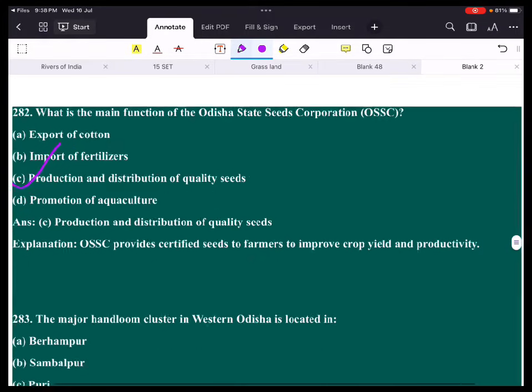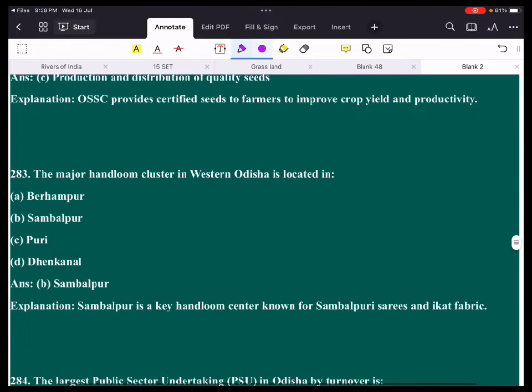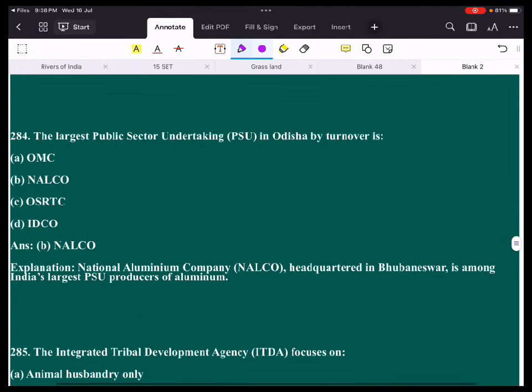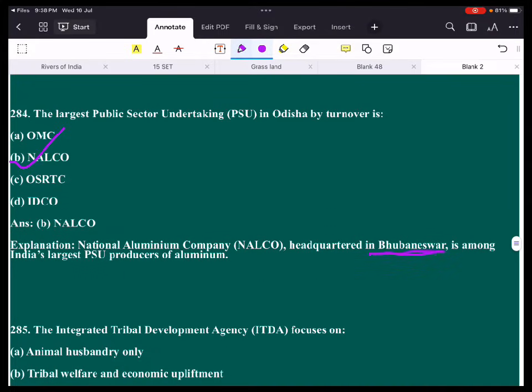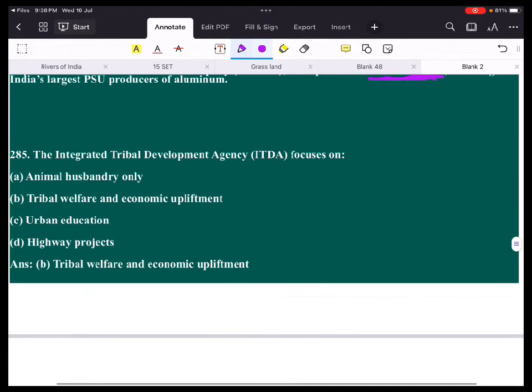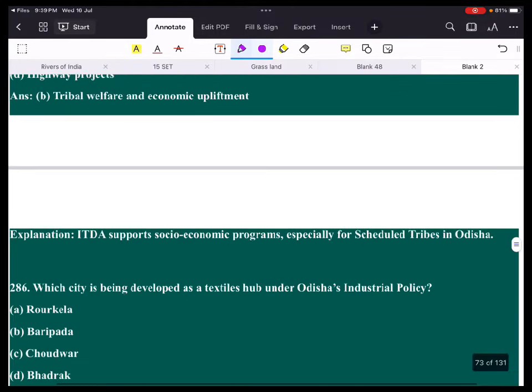Option C. The major handloom cluster in Western Odisha is Sambalpur, option B. The largest public sector undertaking in Odisha by turnover is NALCO, option B. NALCO headquarters is in Bhubaneswar. The Integrated Tribal Development Agency, ITDA, focuses on tribal welfare and economic upliftment. Option B is the correct answer.